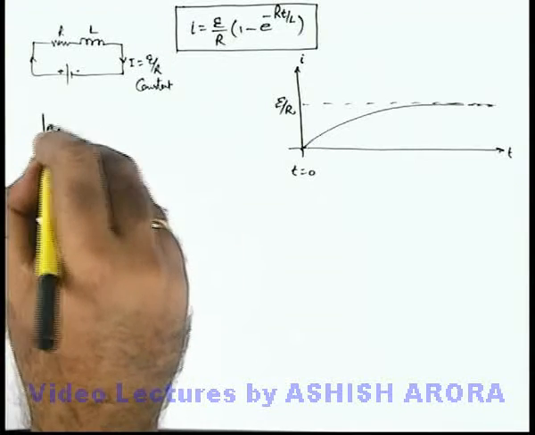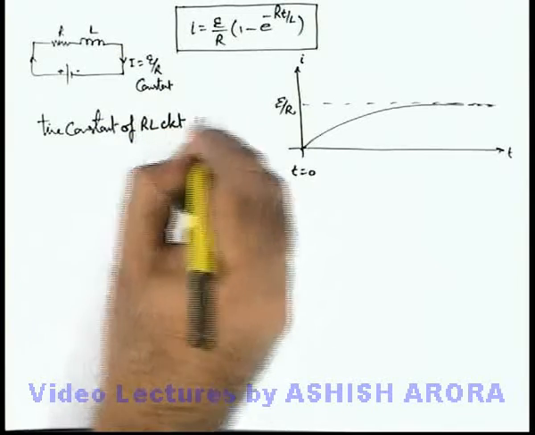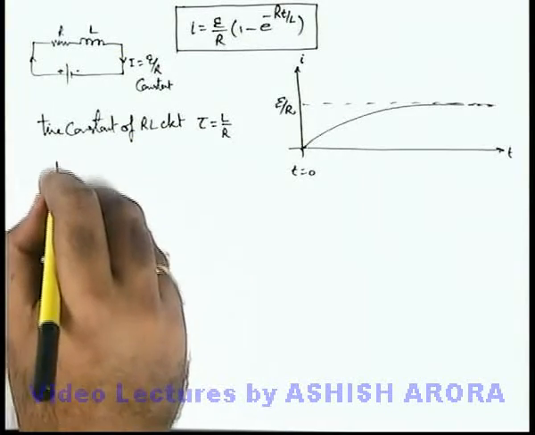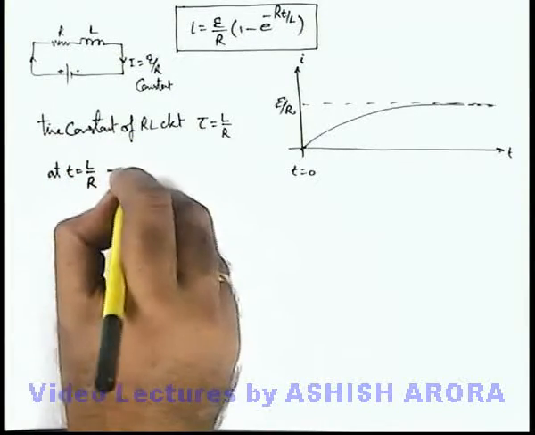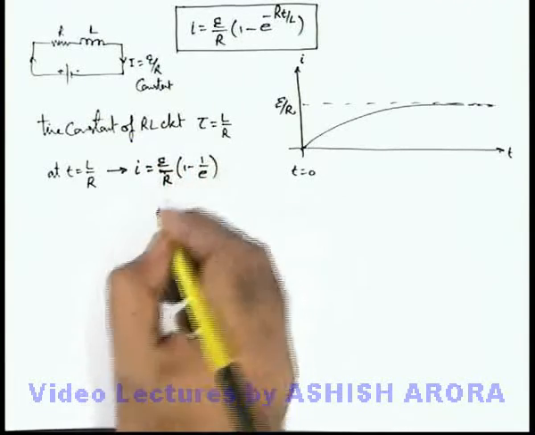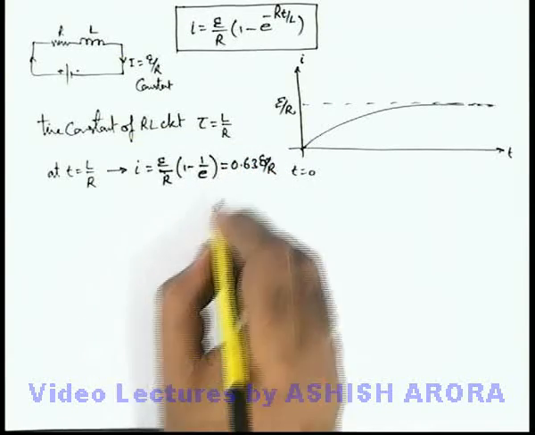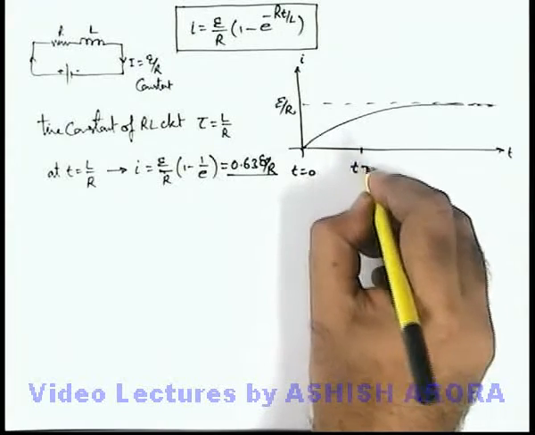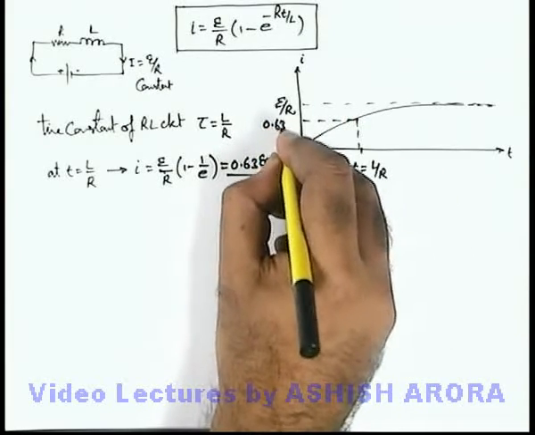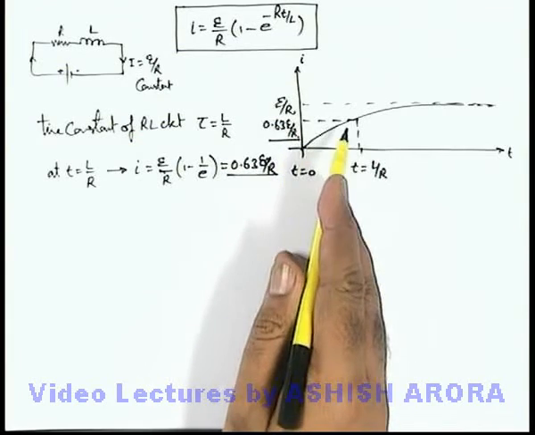Here also we can define the time constant of the RL circuit, which can be written as tau, and this equals L by R seconds. At time equal to L by R, the value of current approaches E by R times (1 minus 1 by e), which is 0.63 times E by R. You can see in the graph also that at t equal to L by R, the current will be raised to 0.63 E by R. That means the current is raised up to 63% of the steady state value, or the final current.